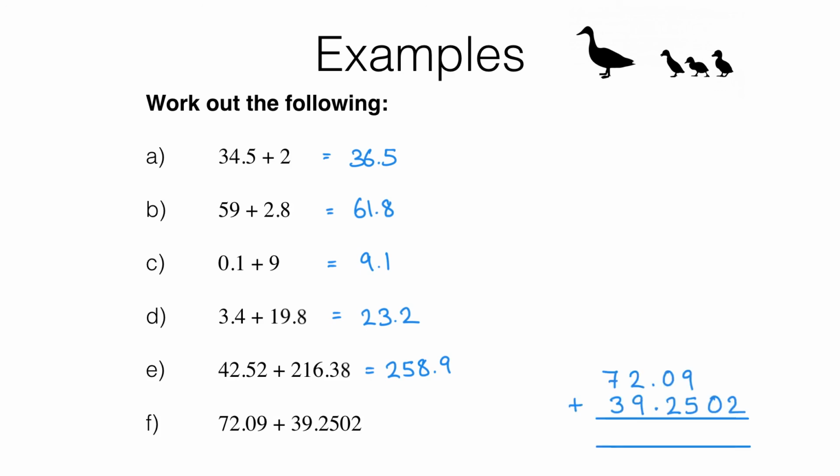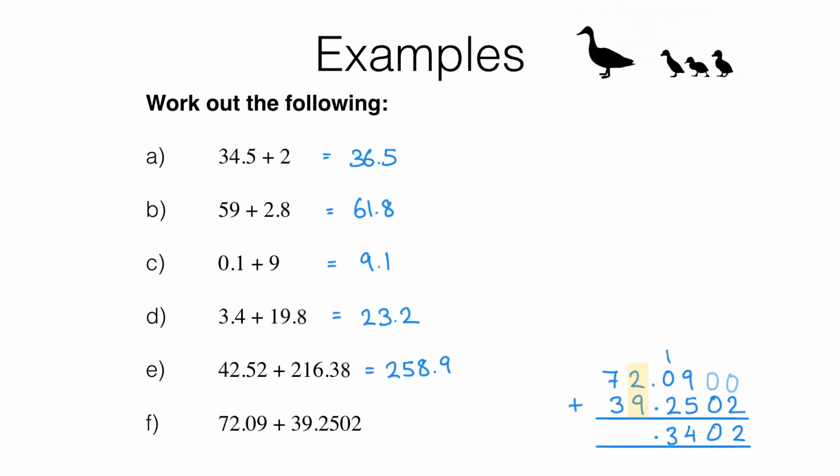Here's my working. Notice my decimal points lined up and the place value columns lined up correctly. I'm going to pop placeholder zeros in here, and then we can add as normal. 0 plus 2 is 2, 0 plus 0 is 0, 9 plus 5 is 14, so we pop a 4 in there and a 1 up here. 1 plus 0 plus 2 is 3, make sure we have the decimal point there.